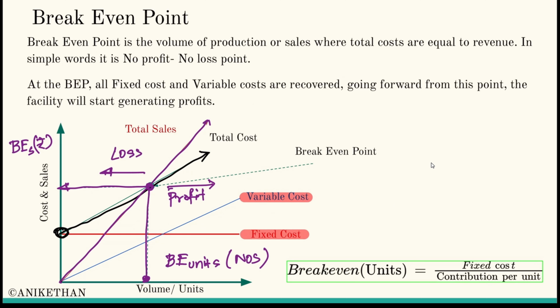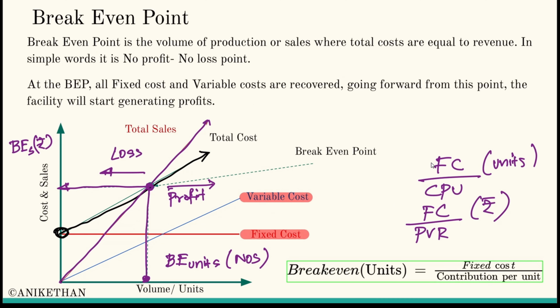The formula for break-even is given by fixed cost divided by contribution per unit. So this is for units. Suppose I want to calculate in terms of rupees. So it will be fixed cost divided by PV ratio. So this will be in terms of rupees.